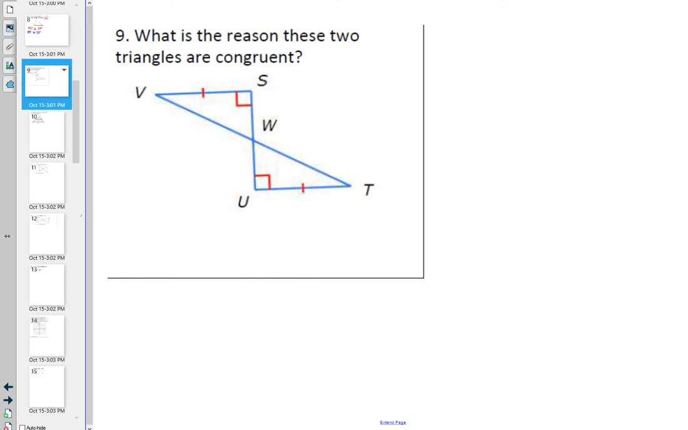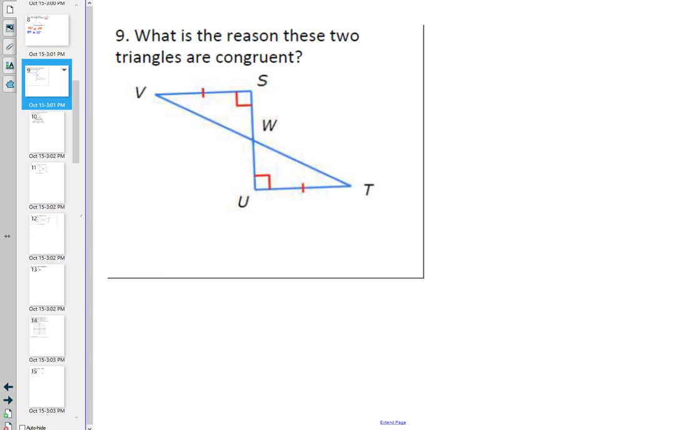What is the reason why these two triangles are congruent? Well, in order to use hypotenuse leg, they'd have to tell you that the hypotenuses were congruent. So, can't use hypotenuse leg. Angle, angle, side. But wait, how can you say angle, angle, side? I only see one angle.